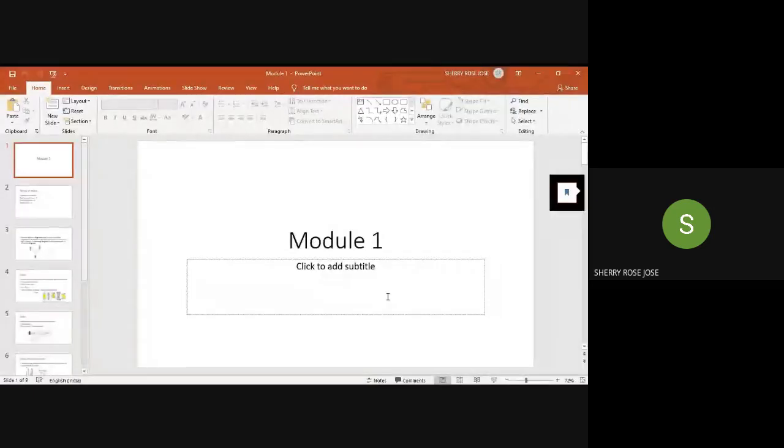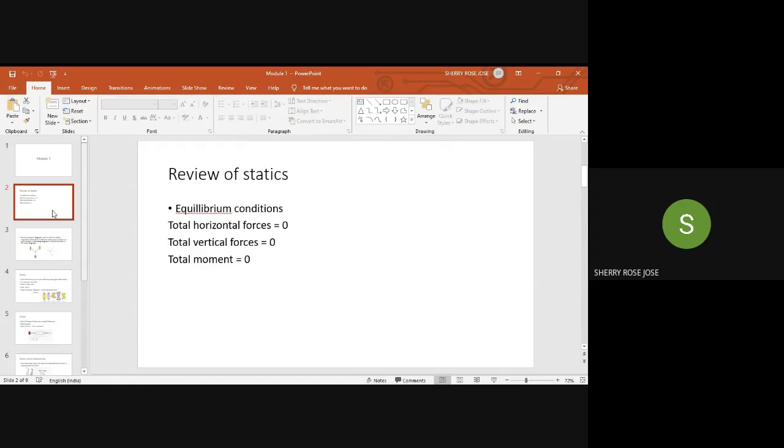Dear students, today we will be discussing the first module of MOS. In that itself, we are going to discuss the first portion in this module. The first portion of this module is about the review of statics that you have done in engineering mechanics. It includes some of the portions which you have to rewind, that is, some of them are equilibrium conditions, free body diagram, centroid, moment of inertia, etc.